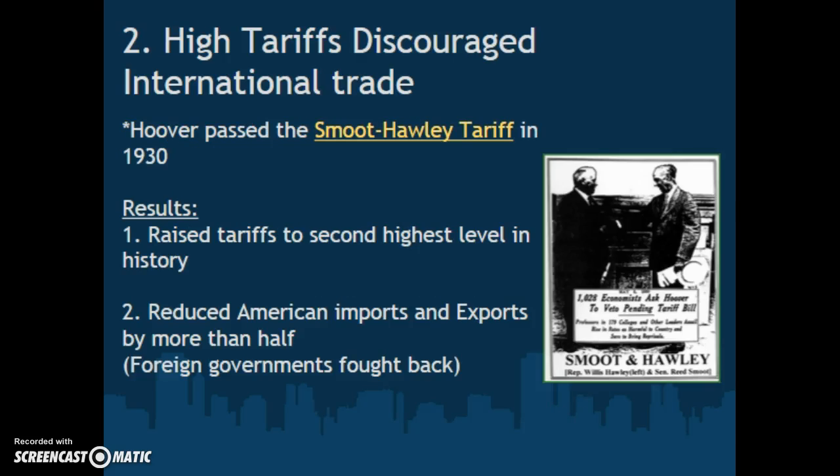The H is high tariffs discourage international trade. A tariff is the fee that, let's pause this.